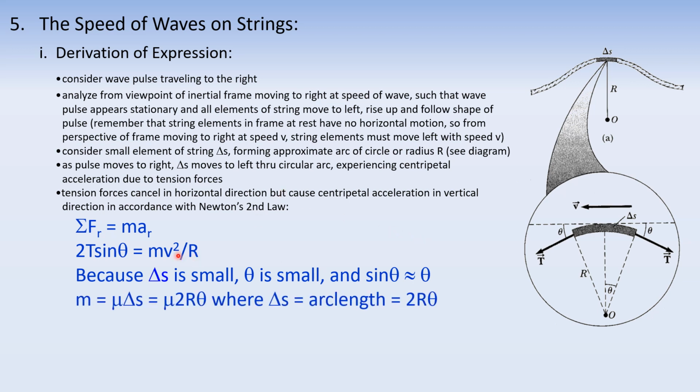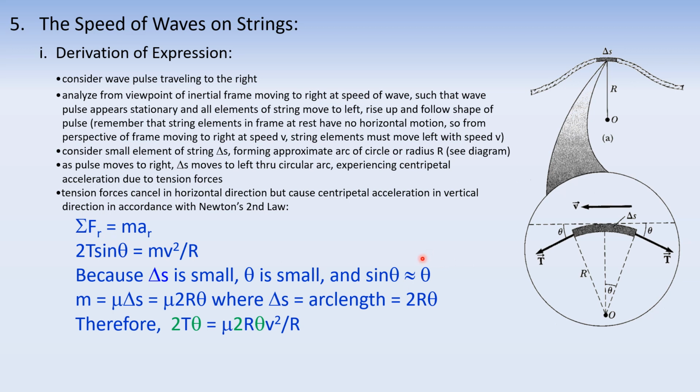To represent the mass of the string, we will use the concept of string density. The mass of this little segment of string is just equal to the string density mu, the mass per unit length, times the length of the string, delta s. And delta s, remember we said it is a piece, an arc length of this larger circle. So that arc length is equal to twice theta times the radius, so 2 times r times theta.